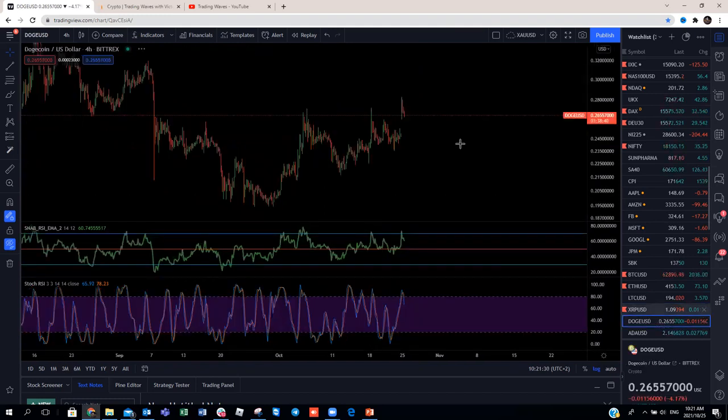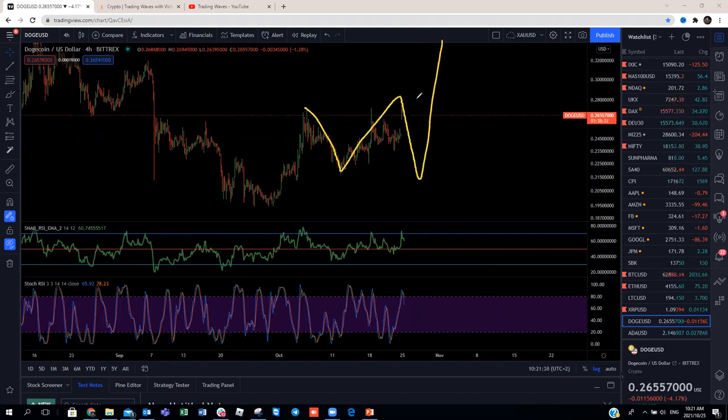Dogecoin gapped up this morning, but we could simply be making a structure like this here on Dogecoin. We could come back here for one and then upside. Let's see how that goes. So there's a number of ways that this could play out, but that's the one that we're going to look at for now. A pullback and continuation to the upside.